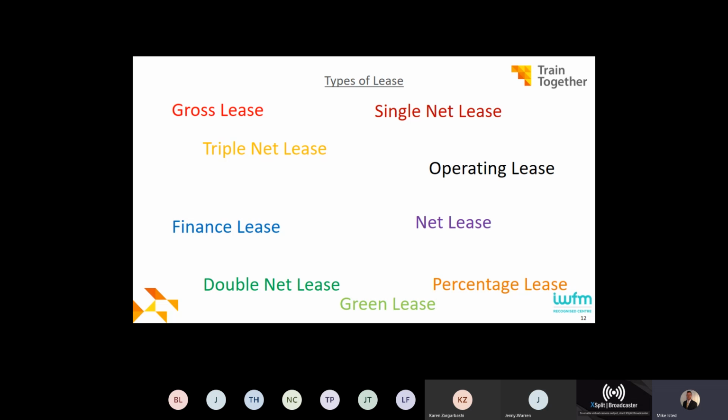In the FM world, what sort of model would be in parity with a gross lease for property management? Anybody that was FM orientated?